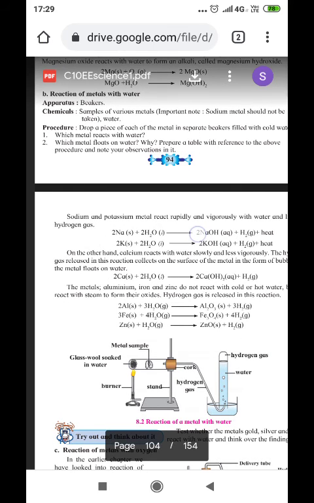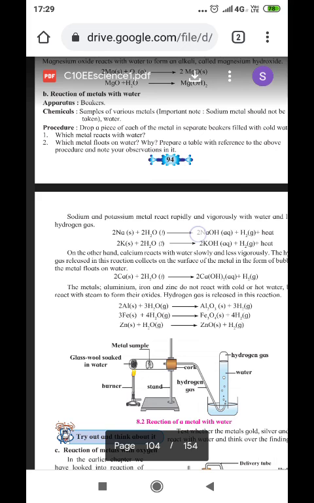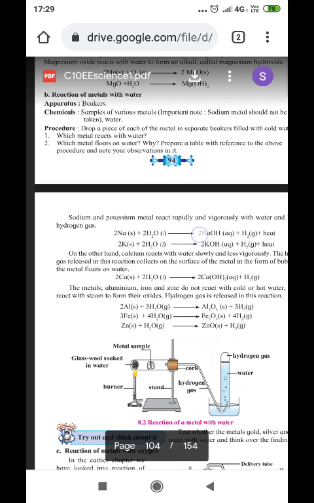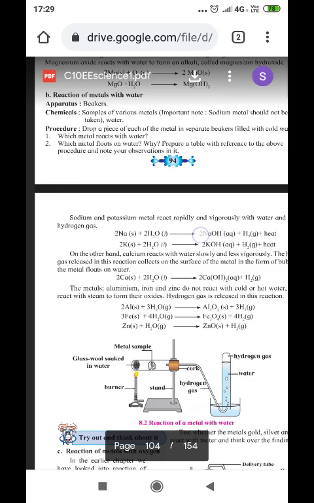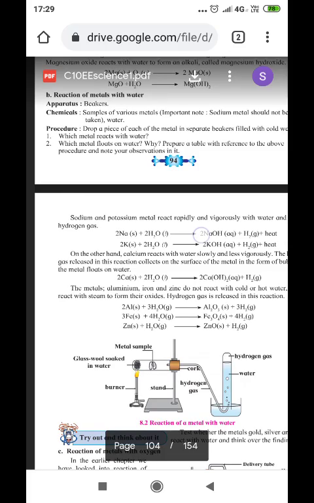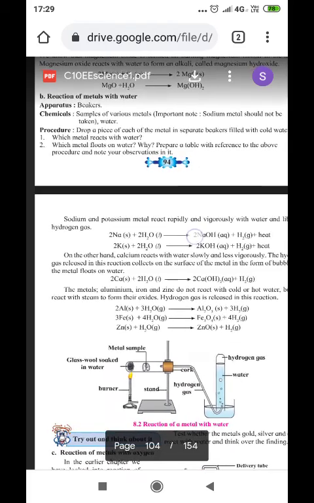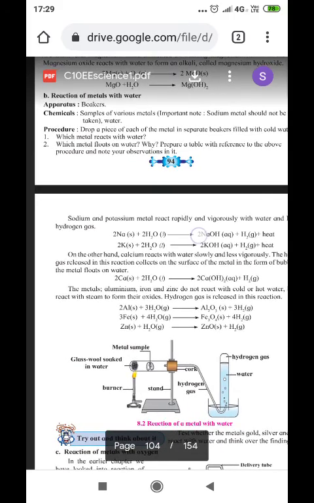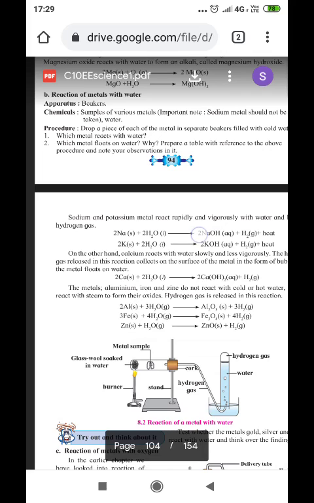Now, here one small experiment is being done. The apparatus required is a beaker. The chemicals required are samples of various metals, and water. Important note: sodium metal should not be taken. The reason I've already told, why sodium should not be taken: when it comes in contact with air, it forms sodium oxide, and when it comes in contact with water, it will catch fire.